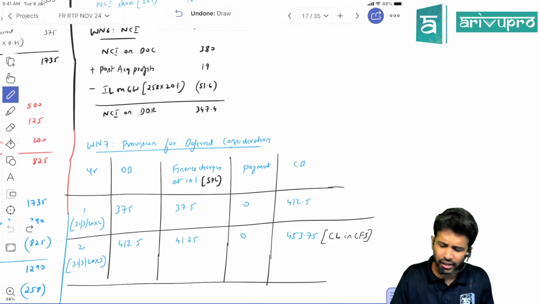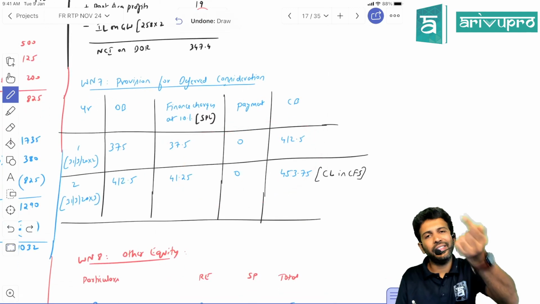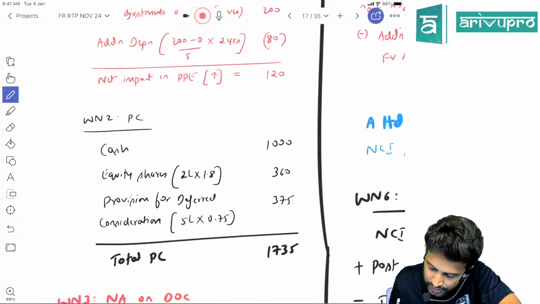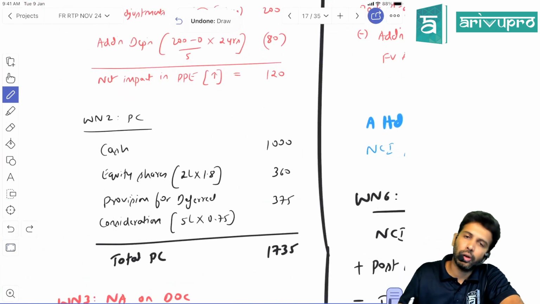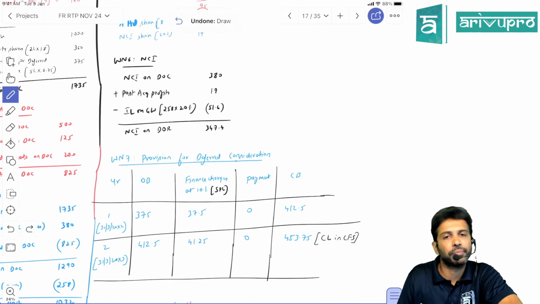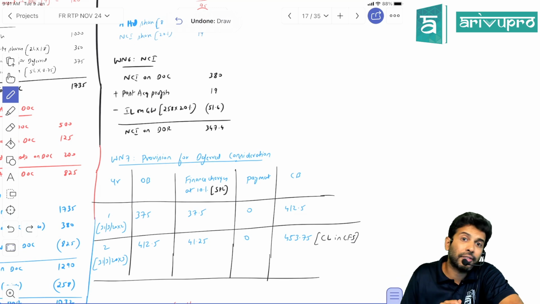Since we are in the second year now, I'll put up this table for 2 years. And then we will calculate other equity. So what is the provision for deferred consideration you accounted initially on the date of control? 375. So opening balance of provision for deferred consideration is 375. So it's a liability. So we have to calculate finance charges.